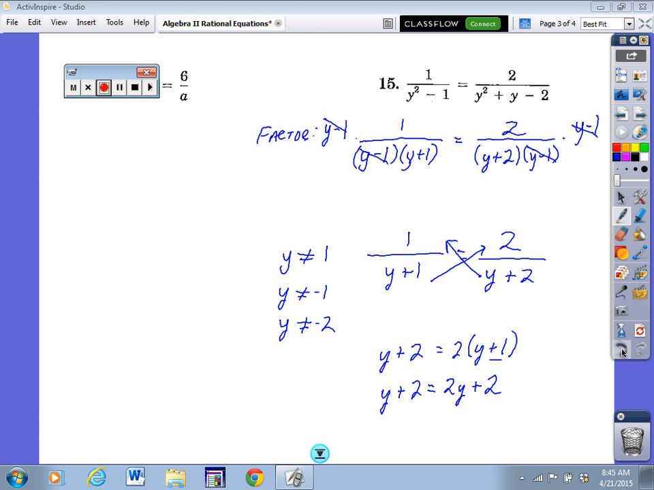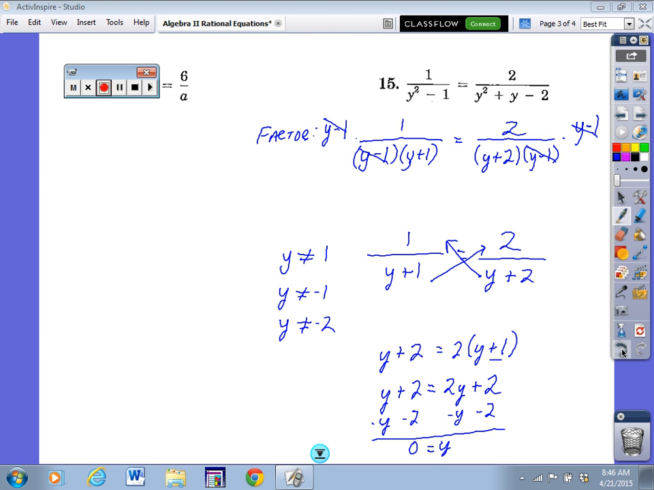However, with the quadratics in these denominators, we want to check and make sure that we didn't lose a solution when we did our cancellation. So we'll check it with a graph at the end. So we're going to subtract y from both sides, subtract 2 from both sides, and what do we get? Yeah, 0, which is a number like any other.